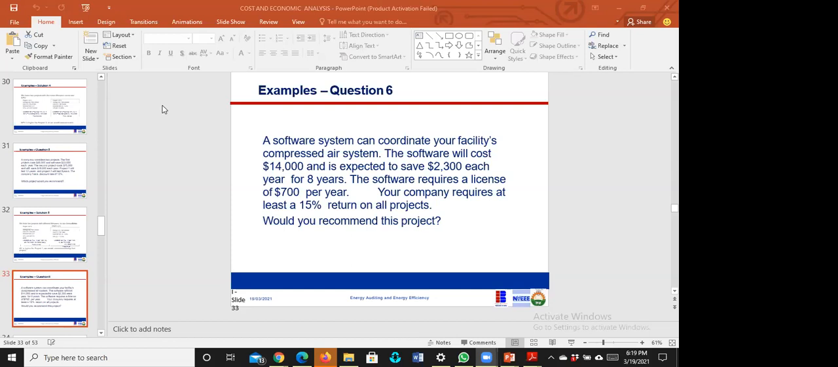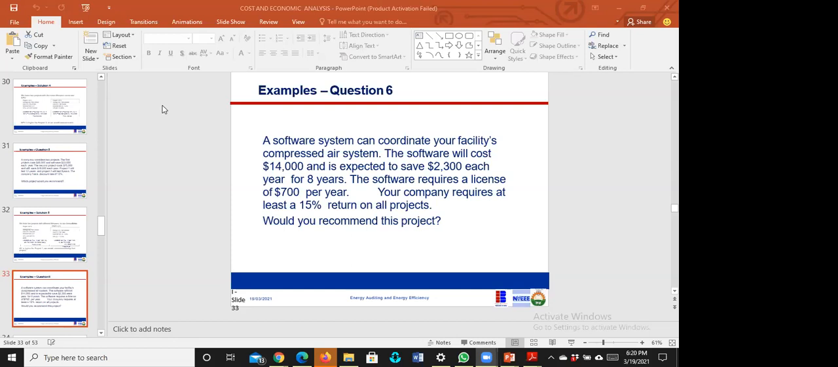So we apply the same NPV method. And so the initial investment will be 14,000. And then on annual basis, we'll be getting 2,300. That will be our annuity. But again, we have a cost of $700 per year for the license. So we'll subtract that from the annuity.